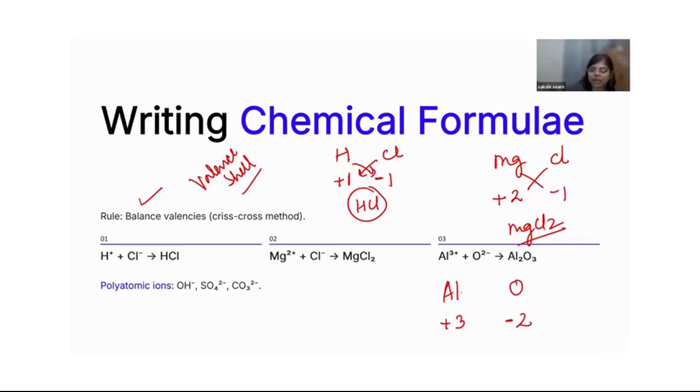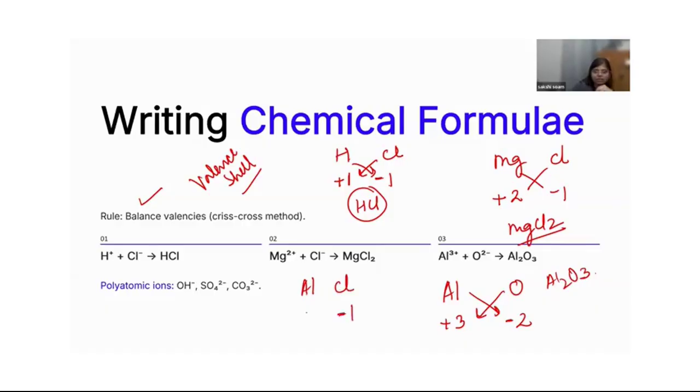Okay. So see, aluminium has a charge of +3, oxygen has a charge of -2. Simply, we are going to do a cross multiplication. And during cross multiplication, you don't see the sign. You just write it as Al2O3. Now, can you all try the formula for aluminium and chlorine?